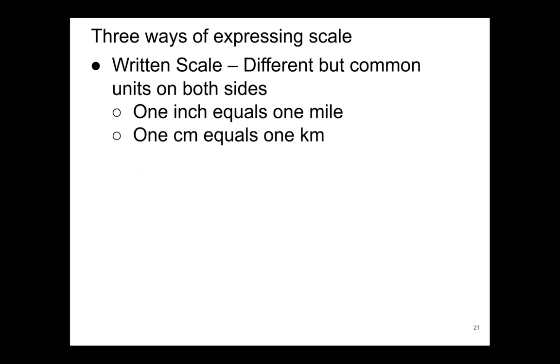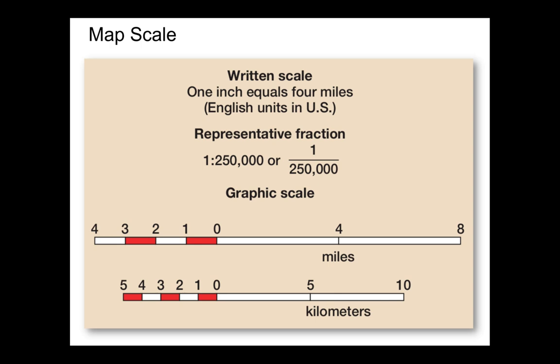A written scale has different but common units on both sides. So 1 inch equals 1 mile. That's an example of a written scale. 1 centimeter equals 1 kilometer. That's an example of a written scale. I mean, all the scales are written down, right? But a written scale has different but common units on both sides. So there we've got a written scale, 1 inch equals 4 miles. We've got a representative fraction, 1 to 250,000. And then we've got some bar scales.